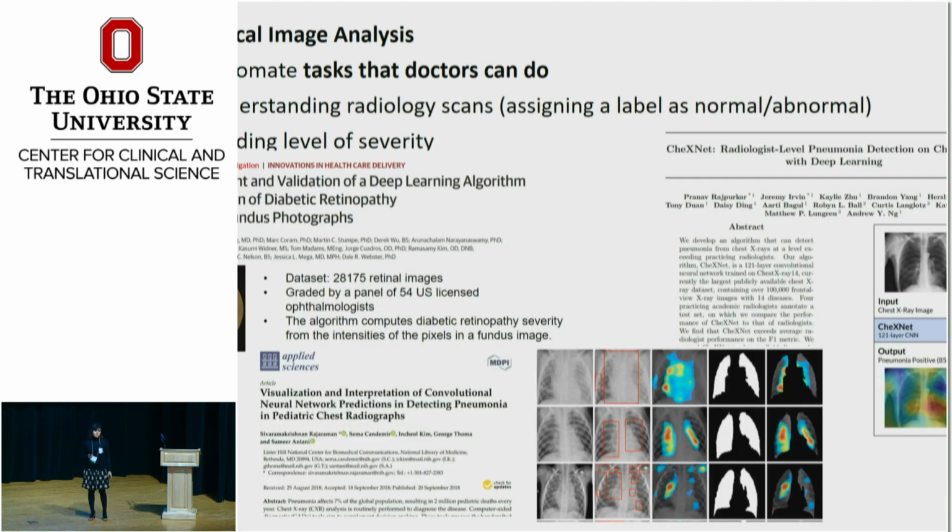In the medical image analysis domain, we are developing similar algorithms. We are employing some of the algorithms developed in the computer vision discipline, and we automate tasks. We apply these algorithms to the medical images, and we automate tasks that doctors can do. For example, understanding radiology scans or grading level of severity of the disease can be two examples.